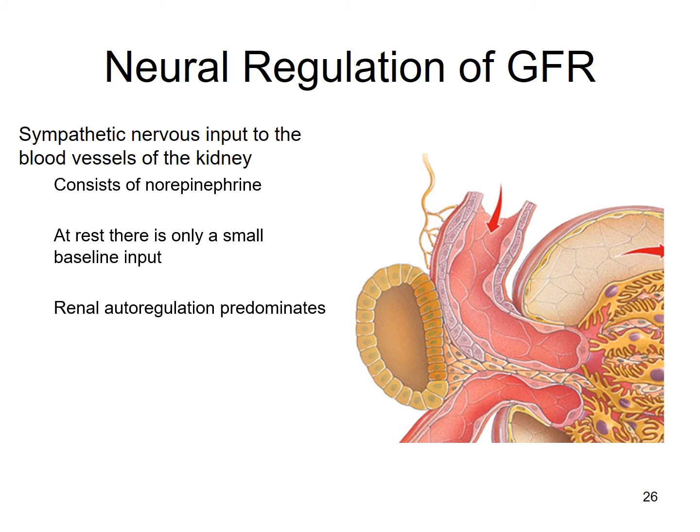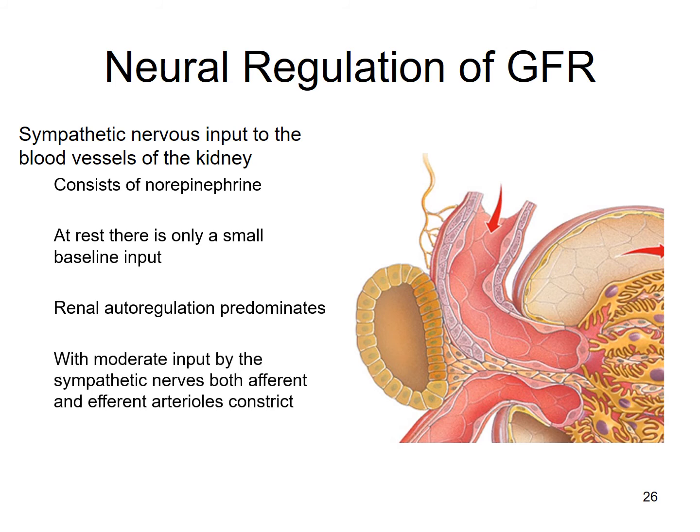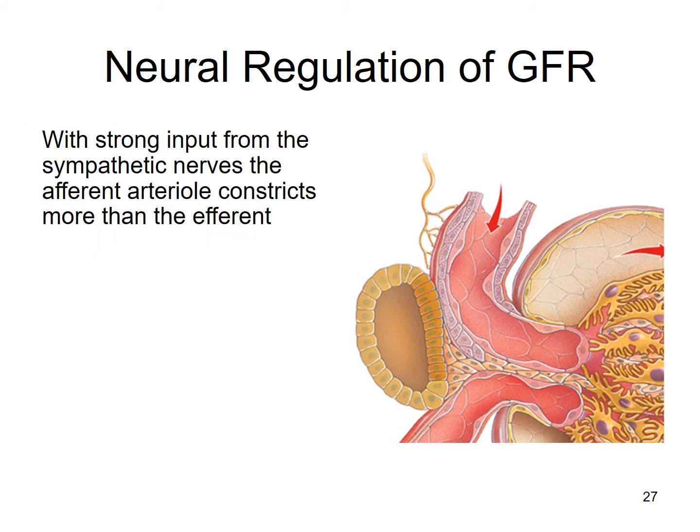However, when the sympathetic nervous system begins to put input into here, both the afferent and the efferent arterioles will constrict. So, with moderate input by the sympathetic nervous system, glomerular filtration rate only decreases slightly. However, if you have strong input from the sympathetic nerves, then the afferent arteriole will constrict more than the efferent. And again, with decreased blood flow into the glomerulus, this is going to drop your filtration rate. So your glomerular filtration rate can get greatly decreased with a constriction of afferent arterioles.